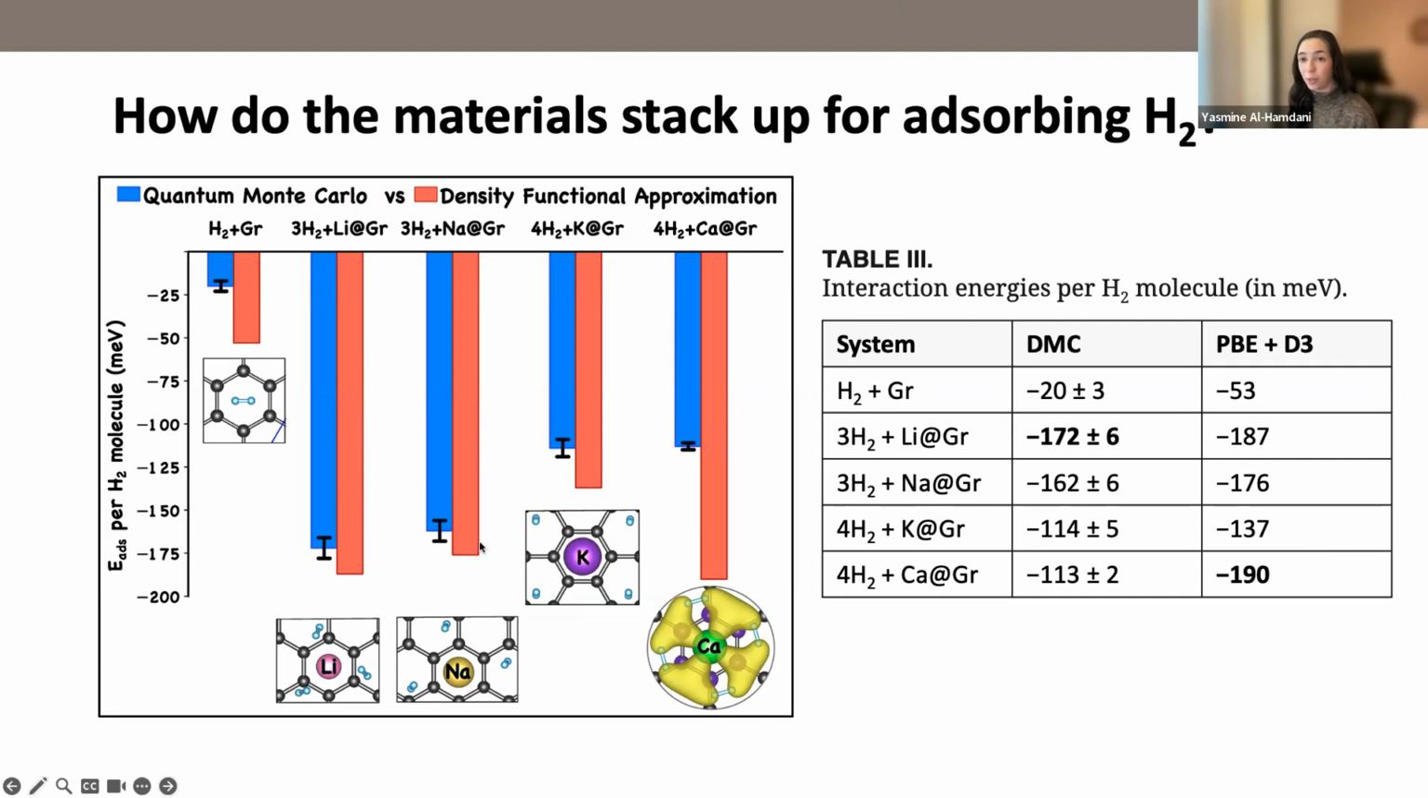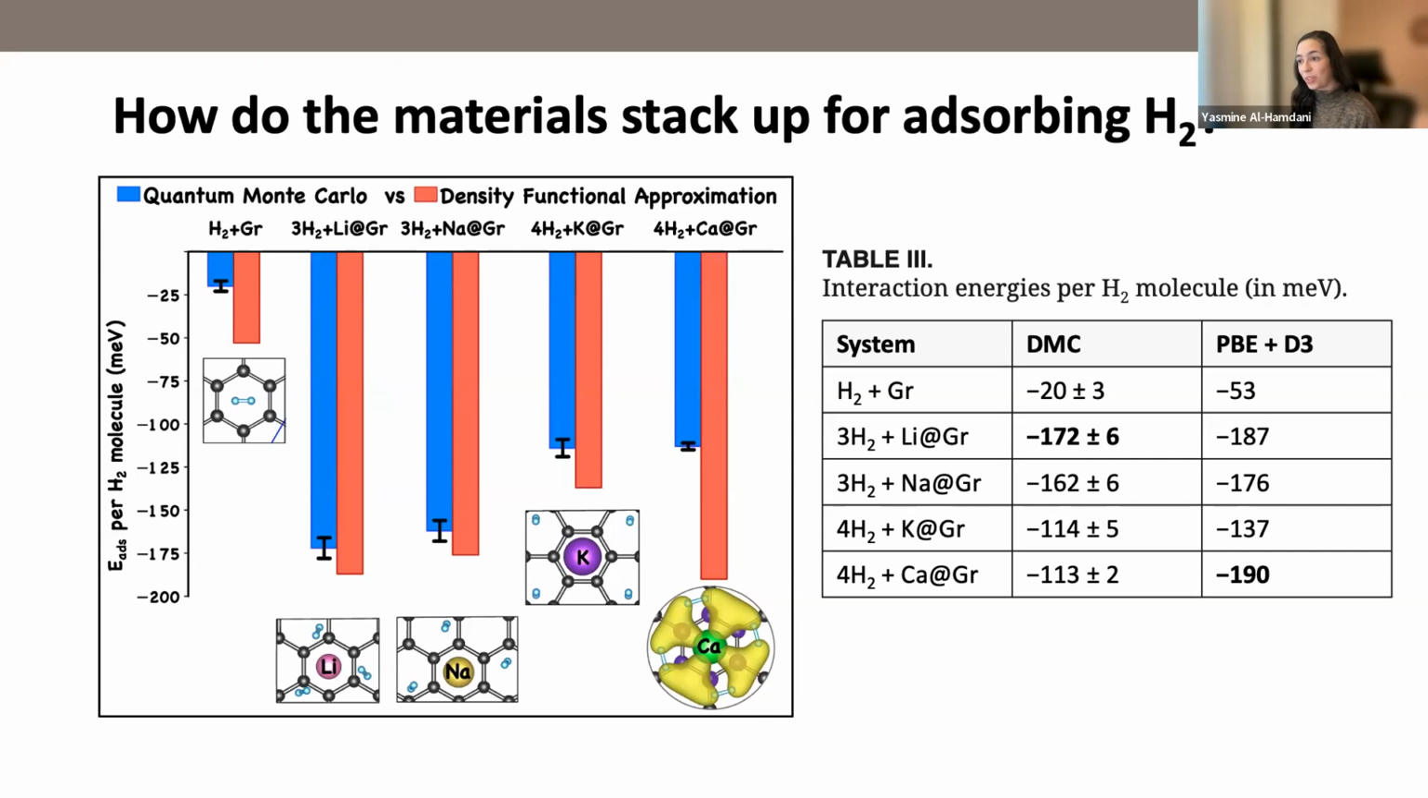So actually DFT would predict that the calcium on graphene system would be the most stable and would be the most promising for storing hydrogen. But actually the QMC suggests it's actually one of the weakest. They're relatively in good agreement for lithium and sodium. So that suggests that for certain kind of mechanism, the DFT is not doing too badly. But as soon as it comes to this Q-bus interaction, then the DFT is really overestimating that absorption energy.